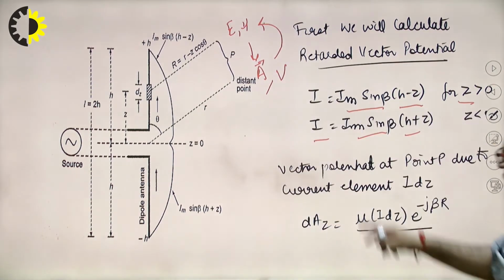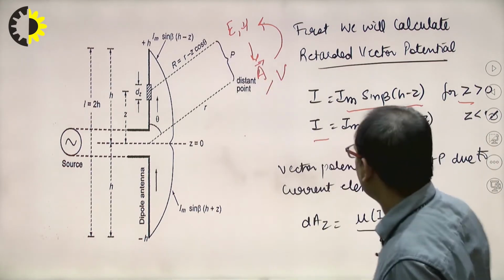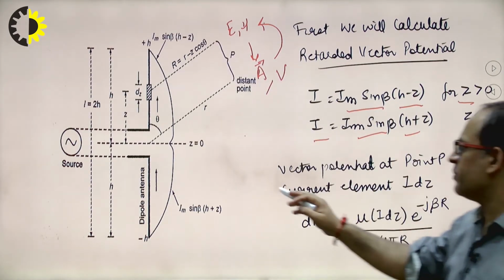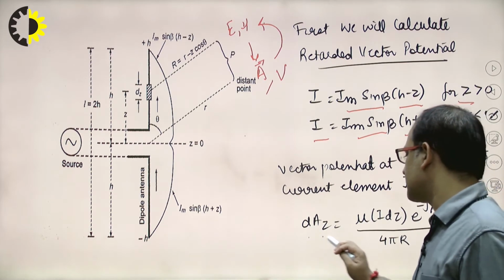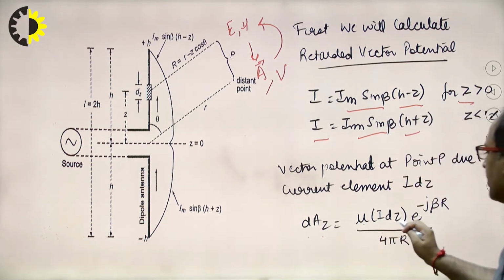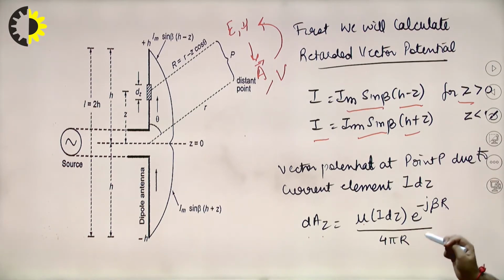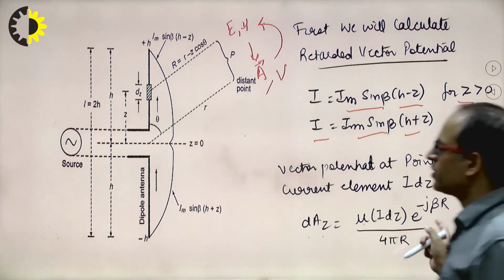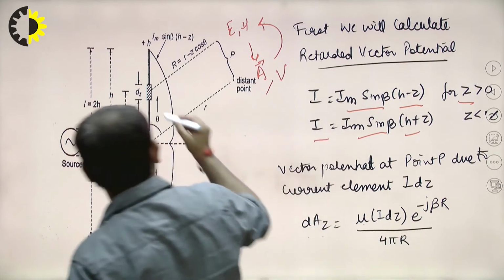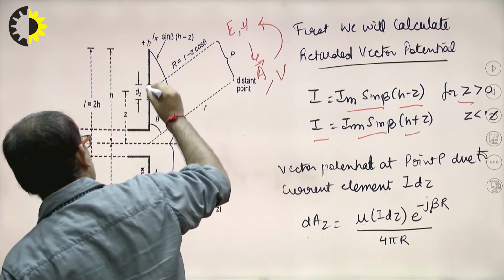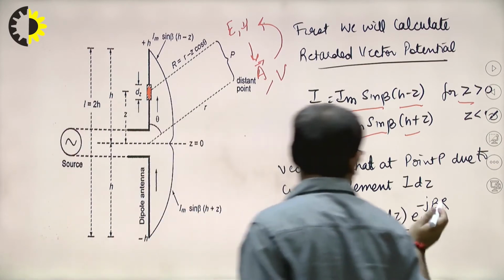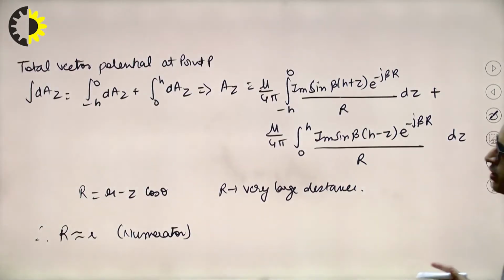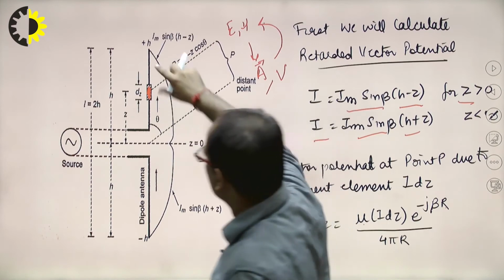So the vector potential at point P, due to the current element dz, will be dAz equal to mu into Im into dz e to the power minus j beta R upon 4 pi R. But why is it capital R? Because the distance from this dz element to point P is R. Clear?